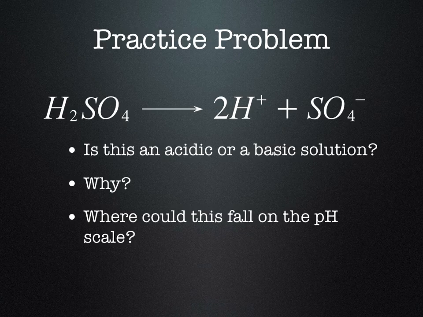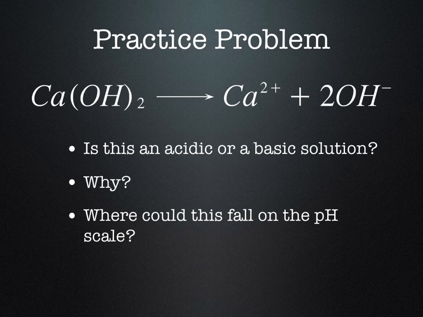Let's do one more. Here we have H2SO4, and it produces 2H plus and SO4 minus. Is this an acidic or a basic solution? You guessed it, it's acidic. And the reason is because it produces H plus ions in solution.